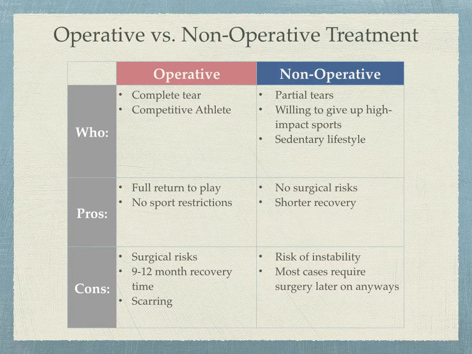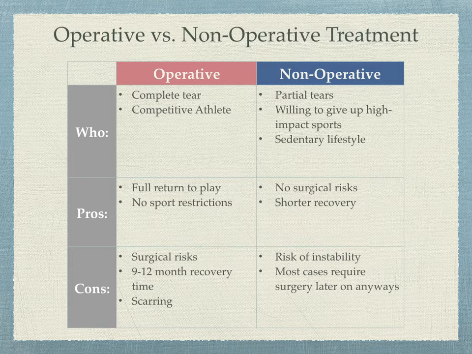All right, so it's important to know that to fix an ACL, you have both operative as well as non-operative treatment options. For the operative, you have both accelerated and conservative. Accelerated is going to be for your top of the line athletes, and they're going to be back in about 6 months. This is probably about 5% of the population, as most people will be in the conservative, which is 9 to 12 months return to play.